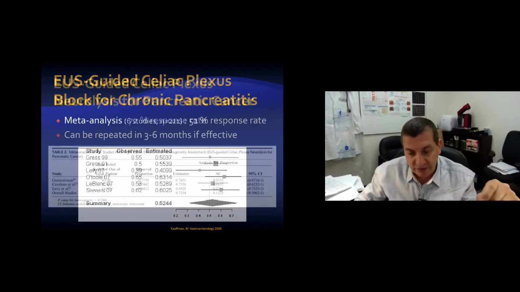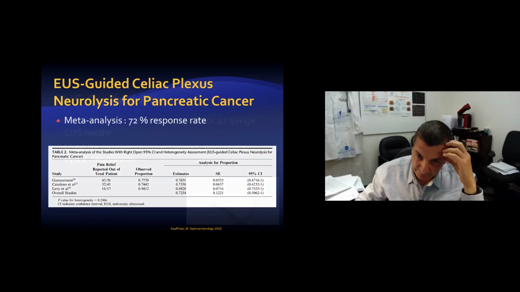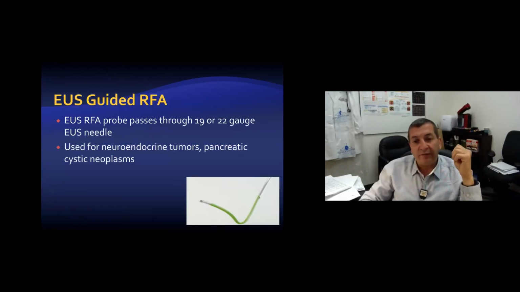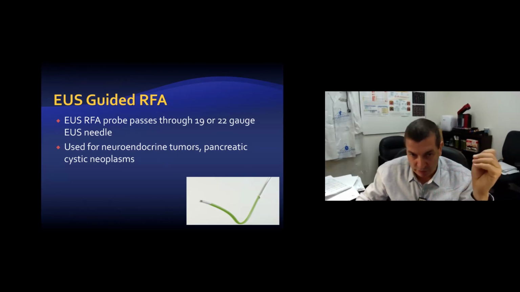We have a little bit better response when we do it for pancreatic cancer pain, because if you have a pancreatic cancer that is invading the nerves around the pancreas or inside the pancreas, it can be quite painful, and blocking the celiac plexus has a good chance of decreasing the pain or the pain medication requirement. We can use EUS as well to do ablation, or RFA. There are radiofrequency ablation probes that can go through a 19 or 22 gauge needle, which are the needles that we use when we take biopsies.